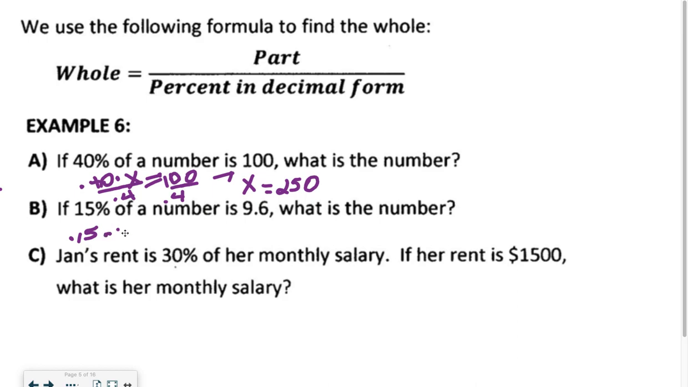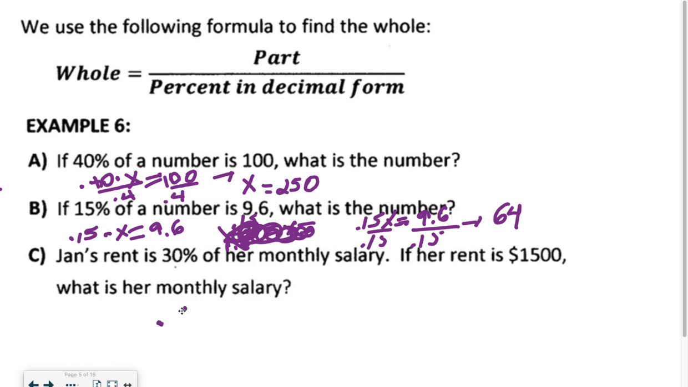15% of a number is 9.6. Again, you're going to divide by what's in front of x, so I'm just going to do that over here. Oh, I'm sorry, other way around, sorry guys. It would be 0.15x equals 9.6, so we're dividing 9.6 by 0.15. Should have given myself some more space here. And here we get 64.